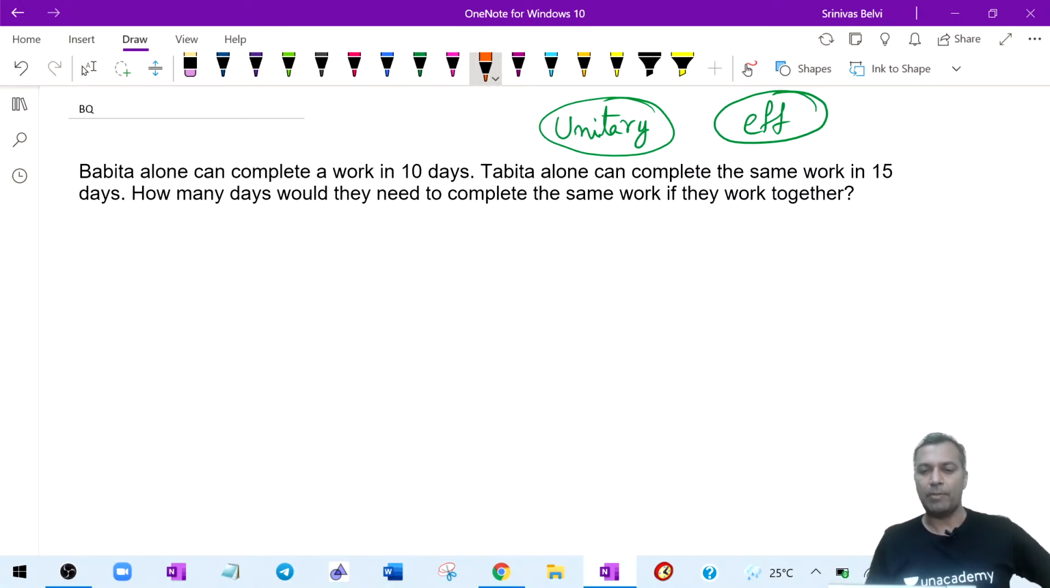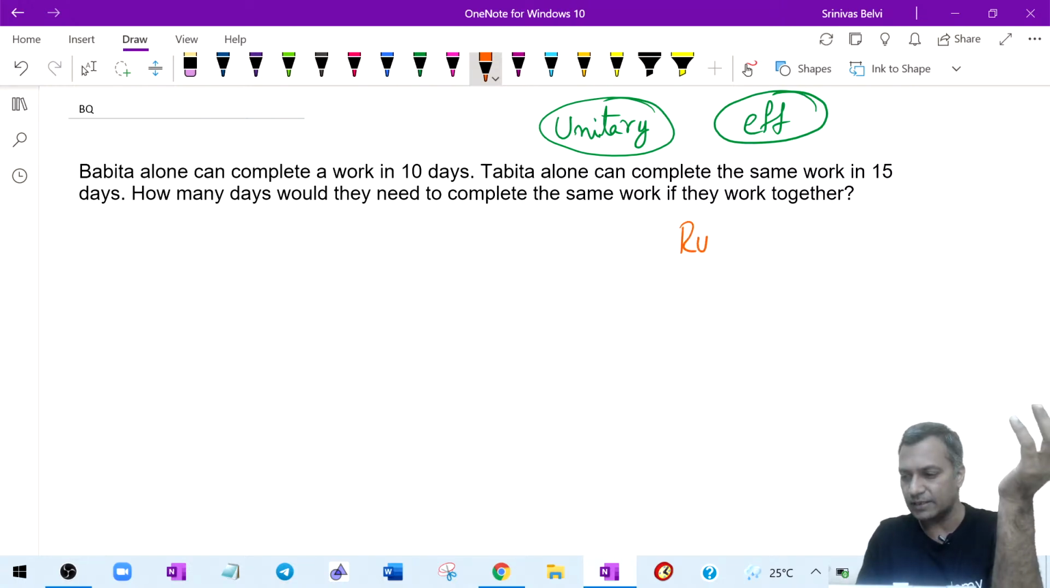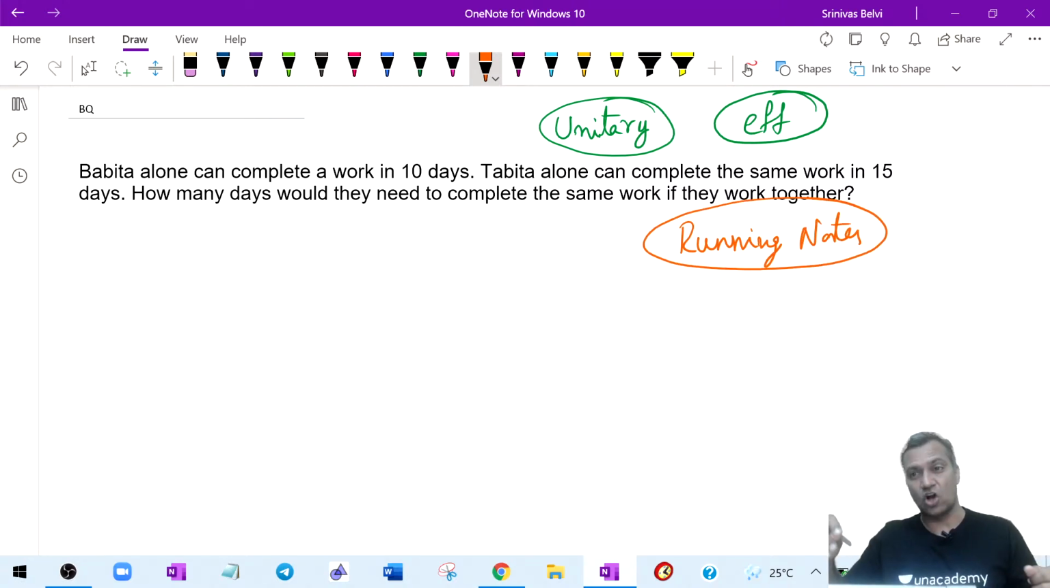Okay, let's go here. Babita alone can complete. Guys, are you all sitting with book and pen? You can take running notes as well. Don't forget the habit of taking running notes. Even if it is an online lecture, keep taking your own running notes because you don't want to come back to the same lecture again and again and while away your time.